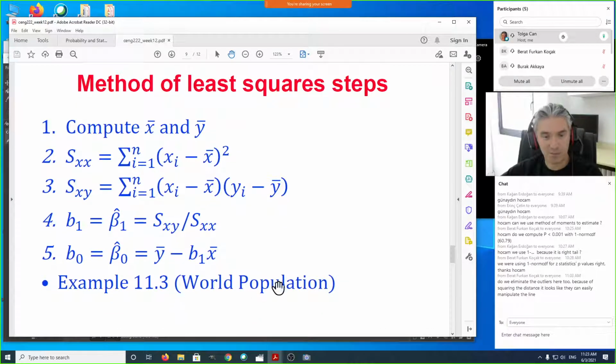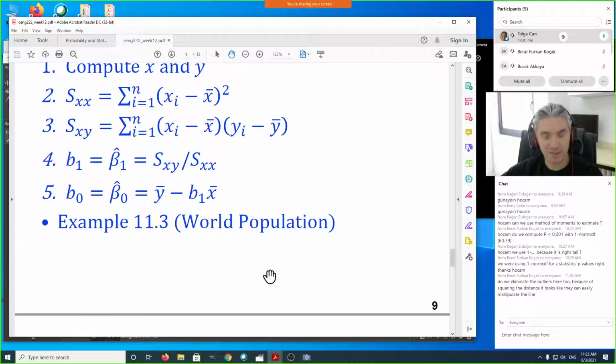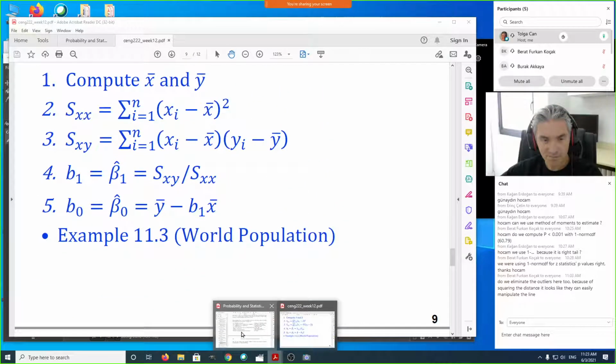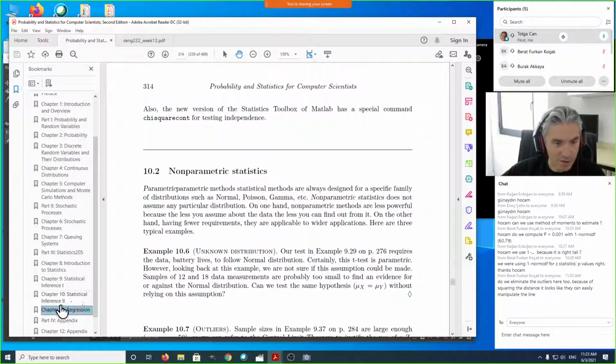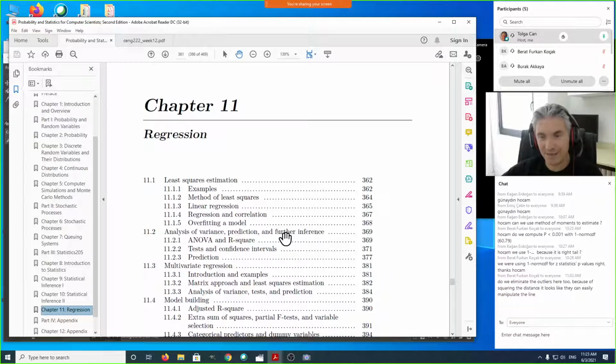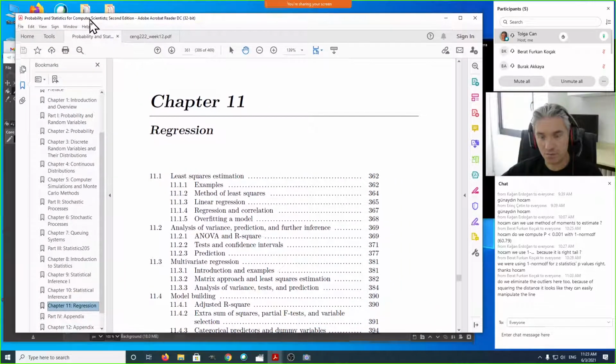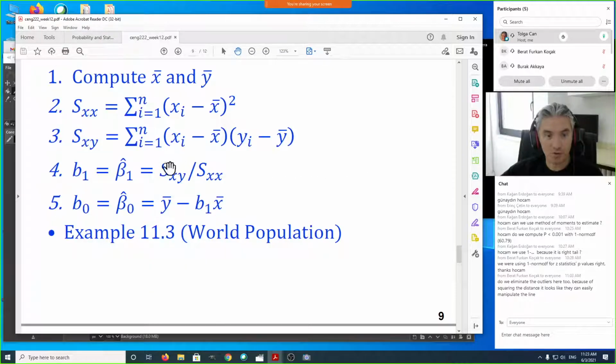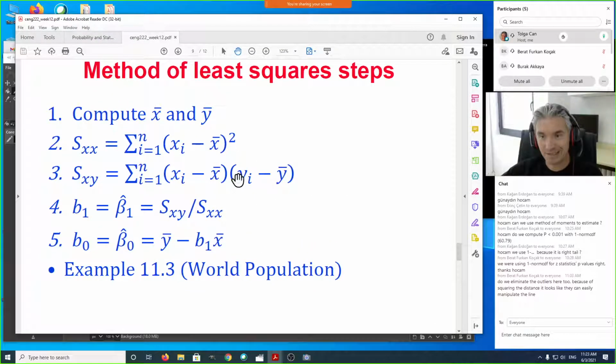So let's look at this world population example, 11.3. Let's go to chapter 11. And again, since the final exam is going to be open book, you don't need to memorize any of these formulas. You'll be free to refer to these slides or the book to apply them if you're asked this as a question in the final exam. Just know that they look like variance and covariance.